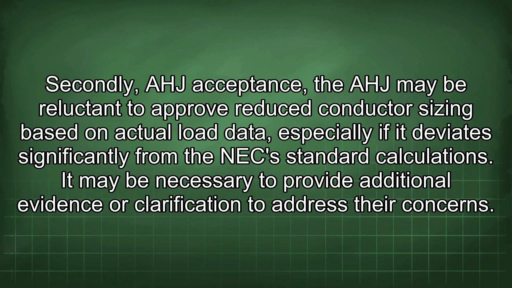Secondly, AHJ acceptance. The AHJ may be reluctant to approve reduced conductor sizing based on actual load data, especially if it deviates significantly from the NEC standard calculations. It may be necessary to provide additional evidence or clarification to address their concerns.